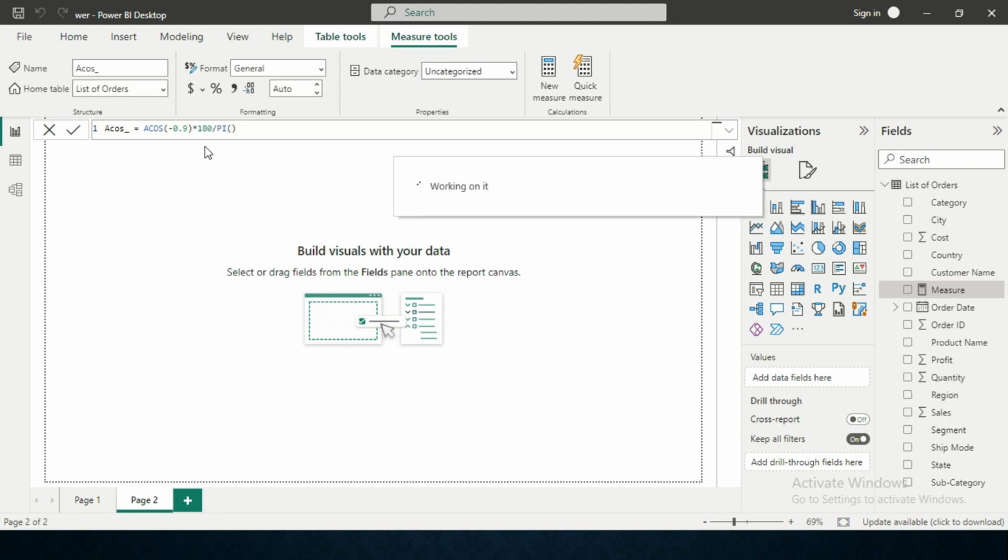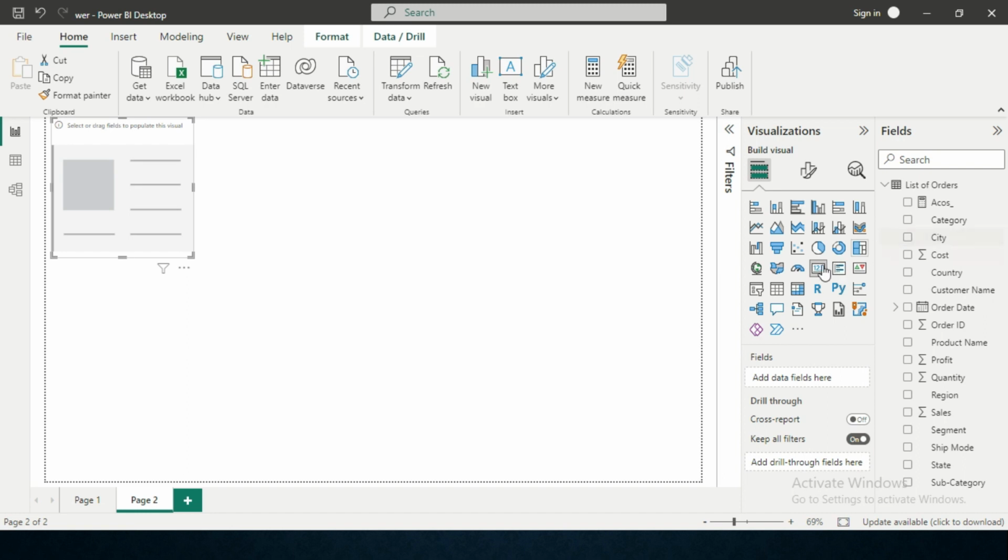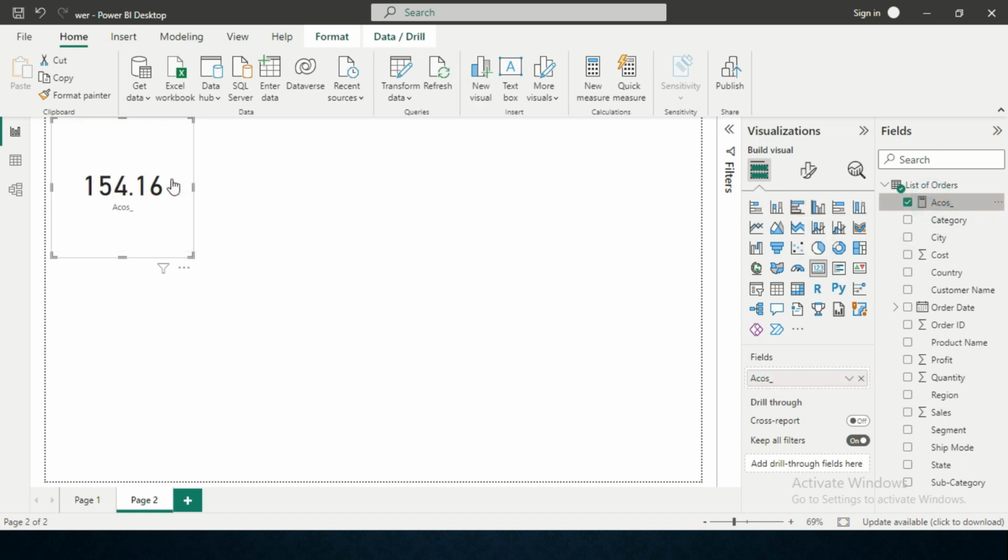So our ACOS measure is created now. What I'm going to do is insert a card visual, and I'm going to get the value over here. You can see I got the value of 154.546. So this is the arccosine value of the particular number which we have given.